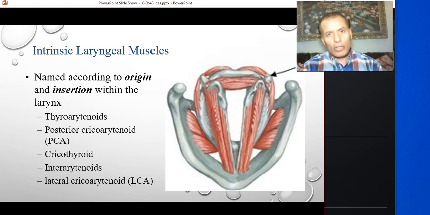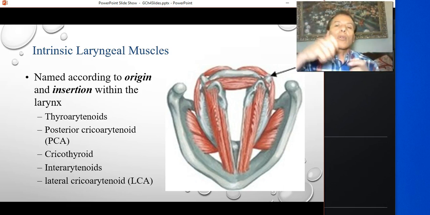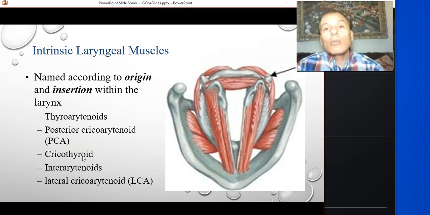Like, hi, how are you? You can do this because you can contract that muscle, and they elongate the vocal folds, increase their tension, and they vibrate at a higher pitch. So that is the cricothyroid, responsible for raising your pitch.